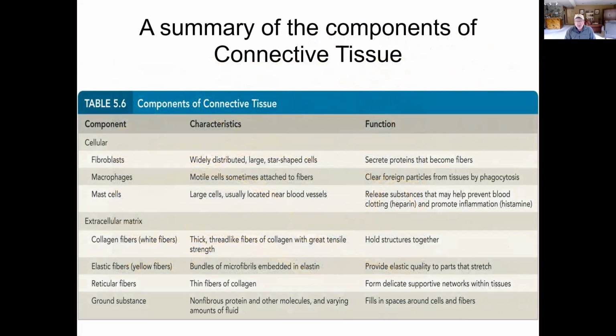So, in review, here we see again the three major cellular components of connective tissue, and of course, the extracellular matrix being composed of one or more of the fibers, either collagenous, elastic, or reticular, and then also within that matrix, this so-called "ground substance" that fills in the spaces around the fibers and among the various types of cells.